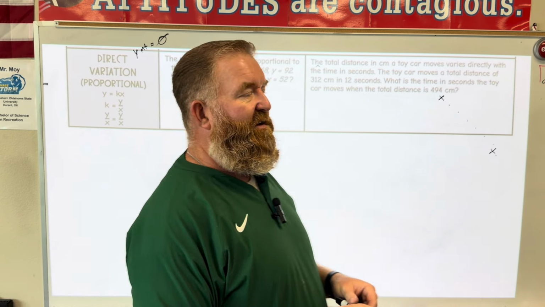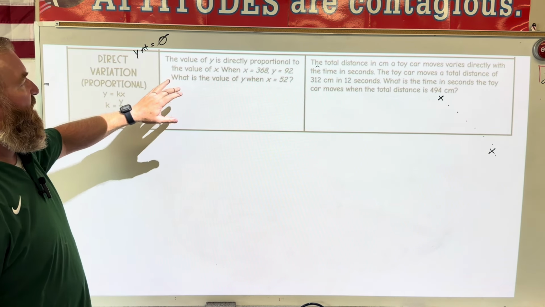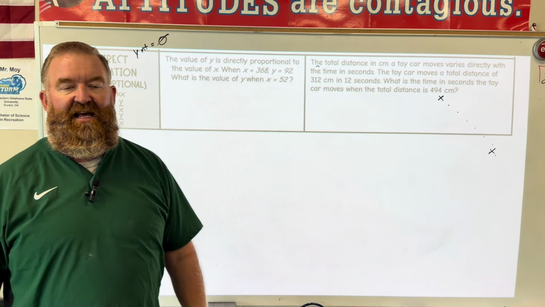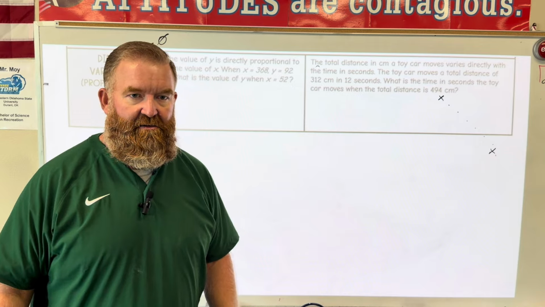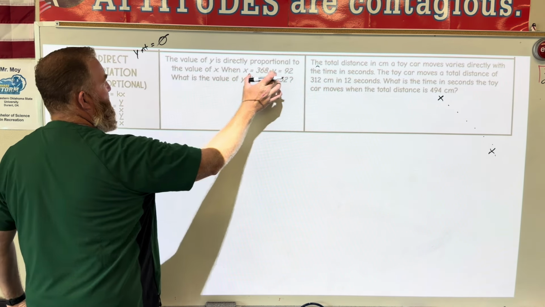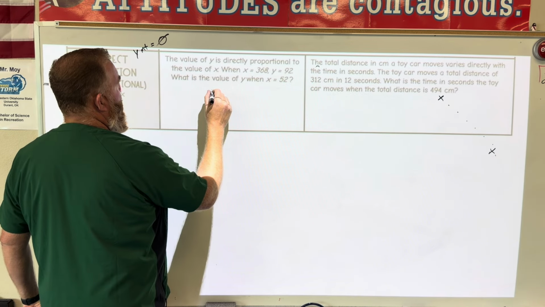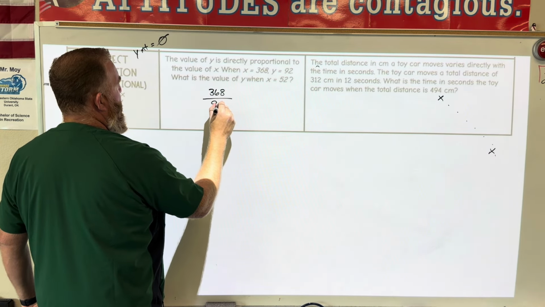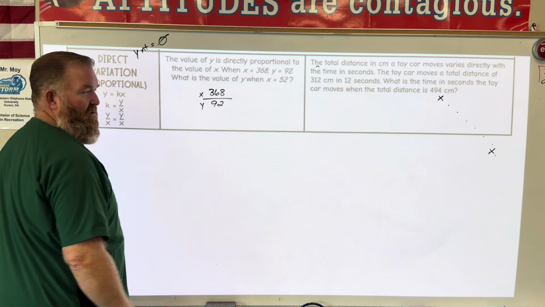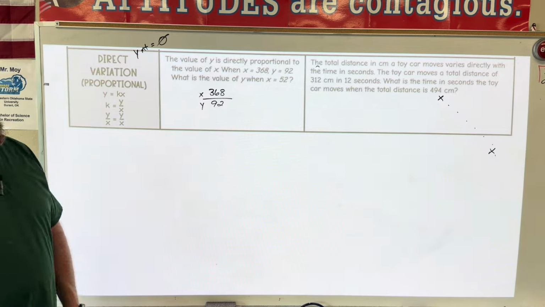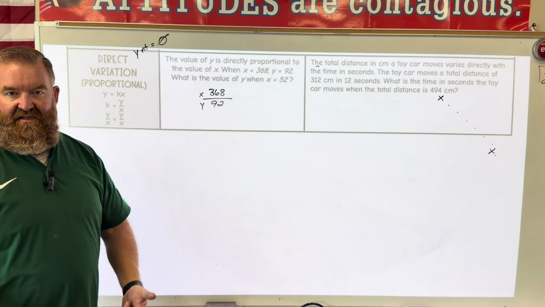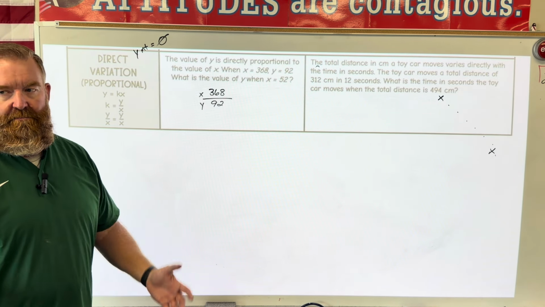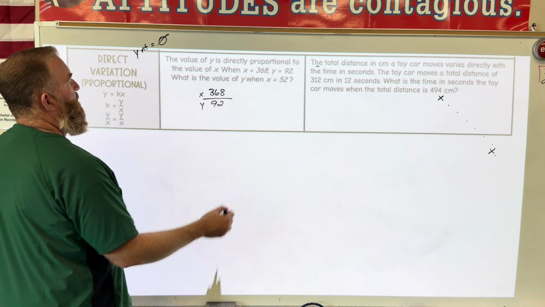Right. So all these are basically proportions. So the value of y is directly proportional to the value of x. All that simply means is that you don't change anything, okay? When x is 368, y is 92. It doesn't really matter which one goes on top, as long as you keep it consistent. If you want to put the y on top because that's what you do for slope, by all means, be that person, okay?